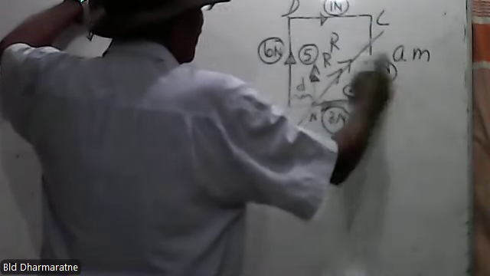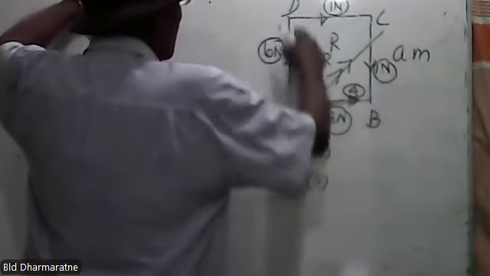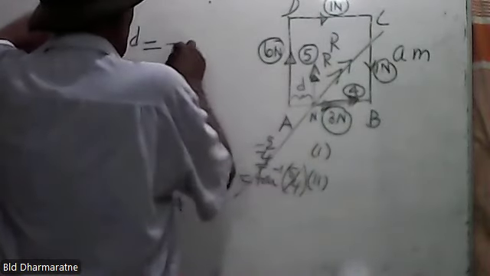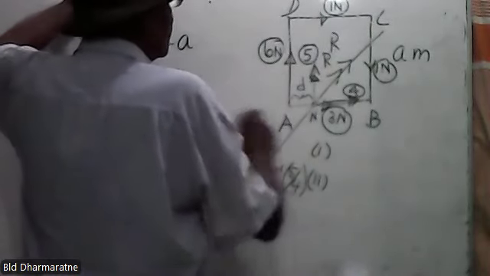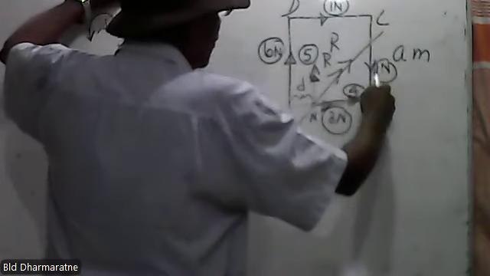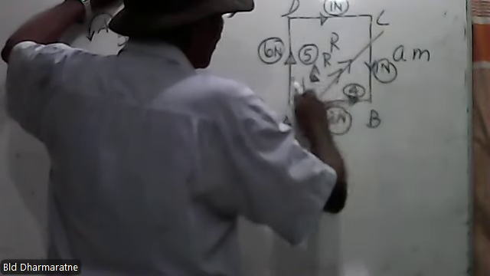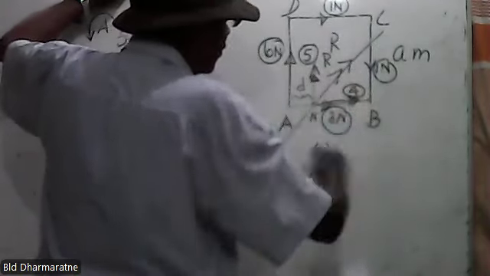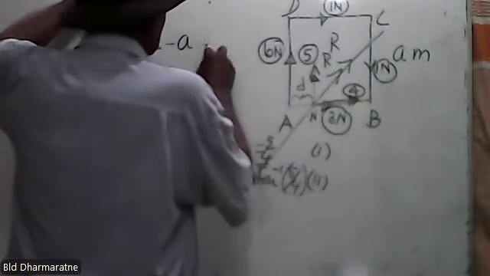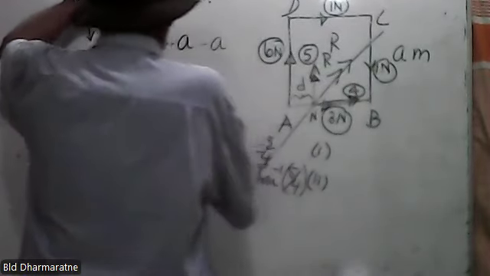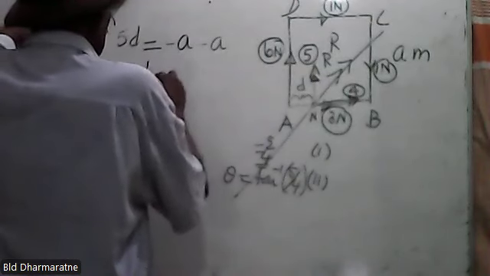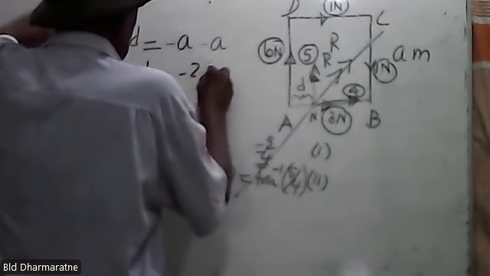A is the side length. Right? Minus A. Minus A. This is also 1 again, minus A. Right? Clockwise direction, this one. Minus A. Then D is equal to that: minus 2A over 5.